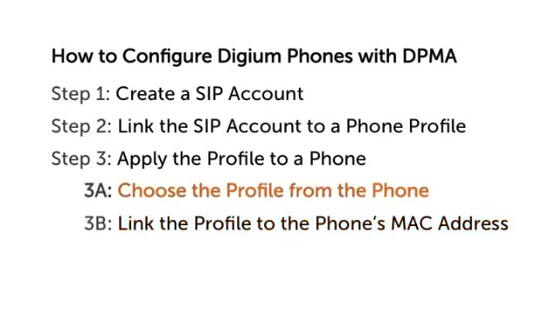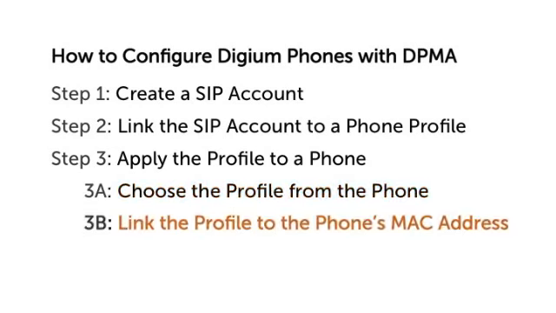In the first method, I'll show how a profile can be selected directly from the phone's interface. When a Digium phone contacts the configuration server, it will retrieve a list of available user profiles. For this tutorial, I will disable authentication. This means that any profile in the list can be easily selected from any phone. These settings work well in environments where you'd like users to be able to configure their own phones. The DPMA and Digium phones make this simple enough that anyone can do it.